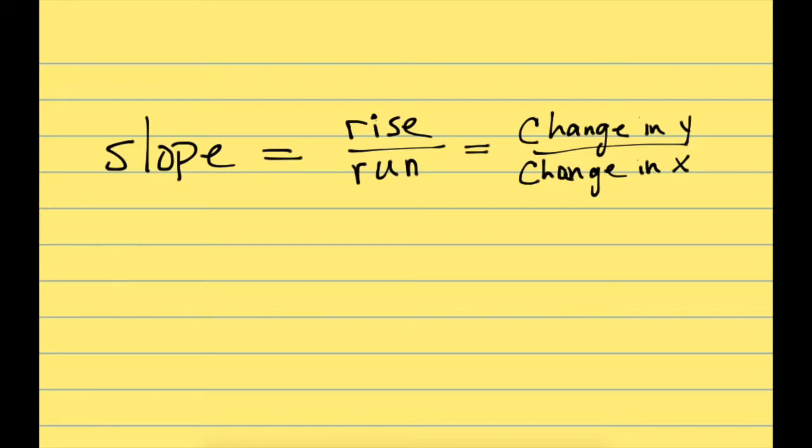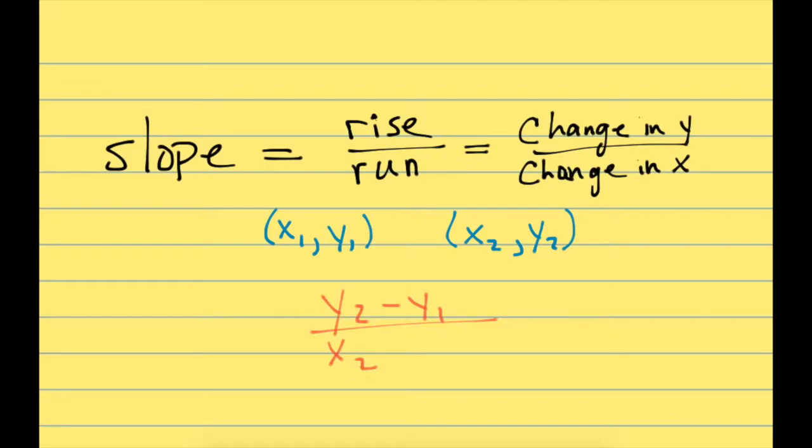So what we can do if we have 2 points, we'll call them x1, y1, and x2, y2, is we take the difference of the y values, y2 minus y1, over the difference in the x values, x2 minus x1.